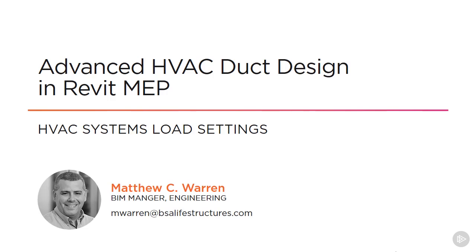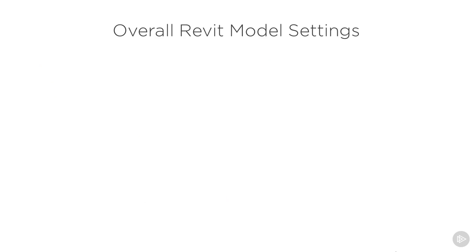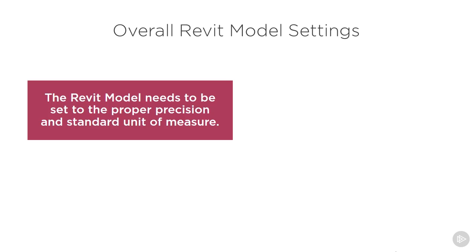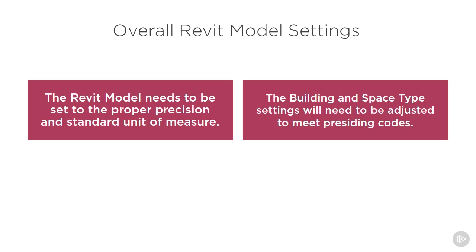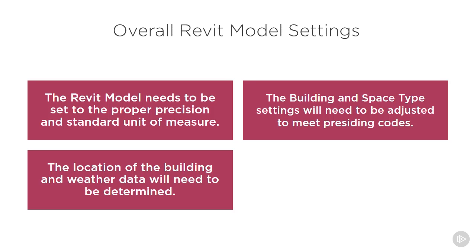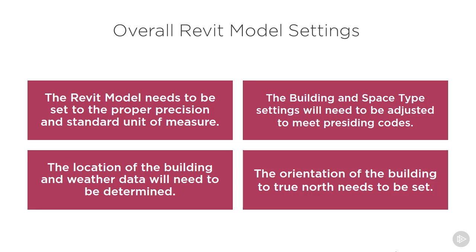In this module, HVAC Systems and Load Settings, we will be covering the overall Revit model settings for HVAC design, including the project standards units of measure, the building space types and settings, the location of the project in the real world along with the associated weather data, and the building's relationship to true north.